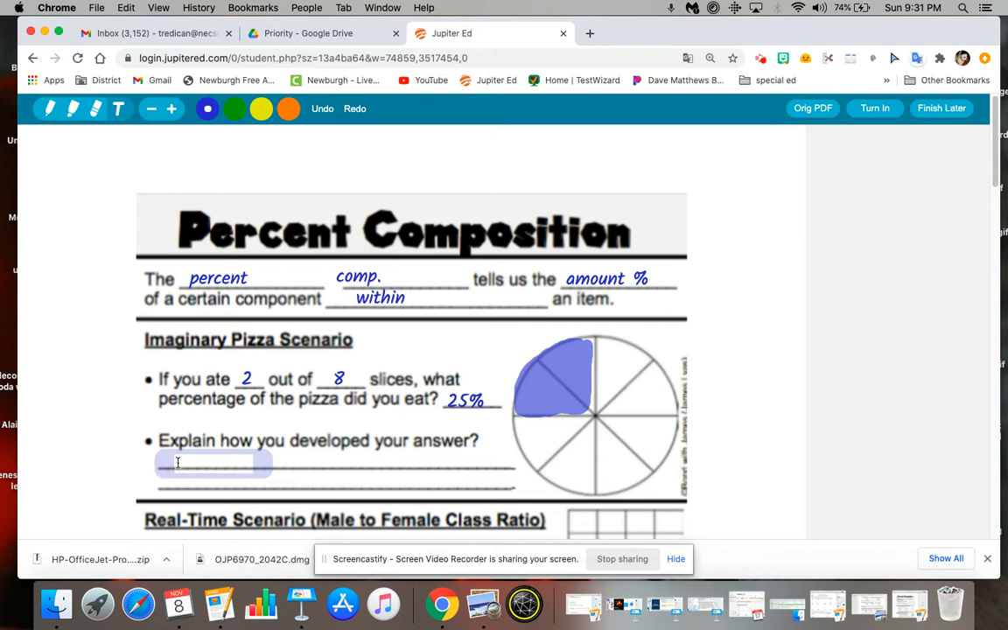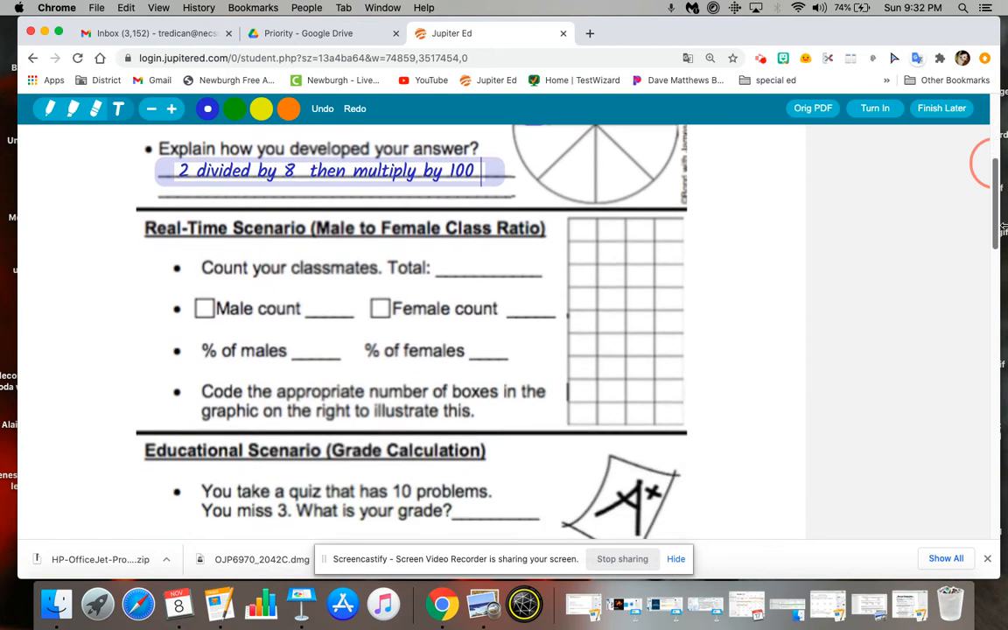So again, just to be clear how we got the answer, 2 divided by 8. 2 is the part we're studying, 8 was the whole pizza. Then multiply by 100 to turn it into a percentage. Again, feel free to stop the video whenever you need to.